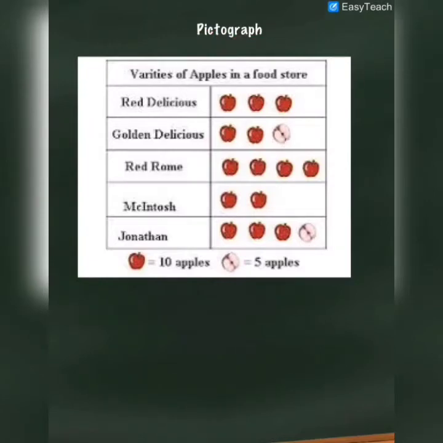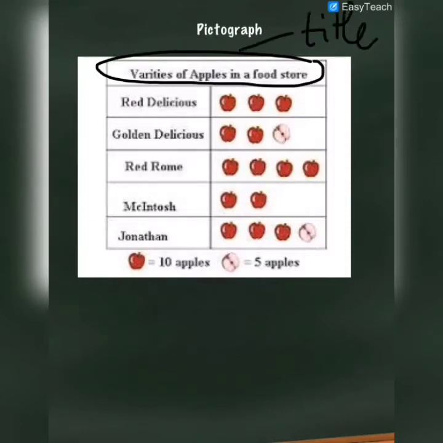This is a pictograph. So, in a pictograph, the data is represented through pictures. We have some things to note here. In a pictograph, the title is given at the top. Like this is the title. The title is Varieties of Apples in a Food Store. The title tells us what this pictograph is all about, what data is in this pictograph.